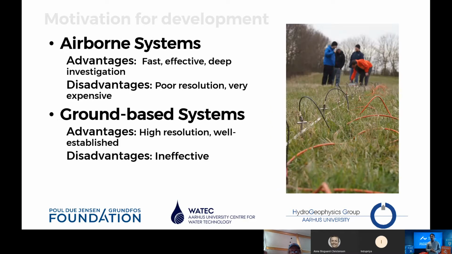There are ground-based systems which are very well suited to what we want actually. For example, the system that can do ERT, electrical resistivity tomography, is a very well established technique. People have been using it for many, many years. The advantage of this technology is that it can resolve very well and is well established, but the disadvantage is that it is ineffective when you want to cover a larger area within a short period of time.